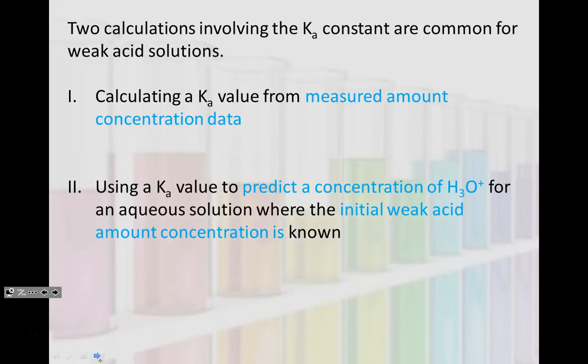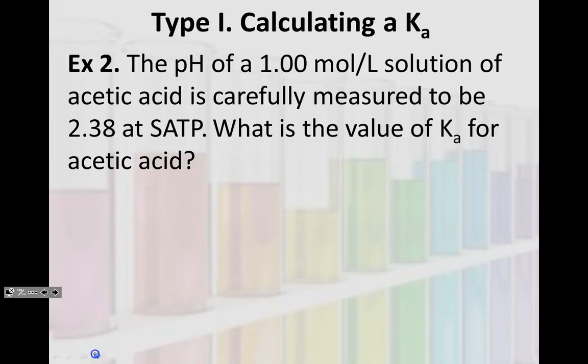You're either calculating Ka from some sort of concentration, or you're going to use Ka to figure out the concentration of hydronium of a weak acid. And that's what we're going to do today. But first, I want to just do a quick review of question number 1 here.